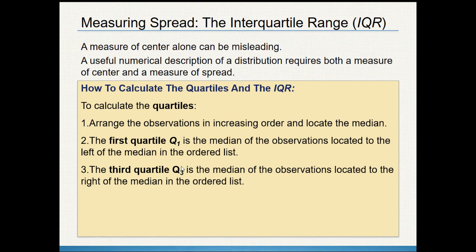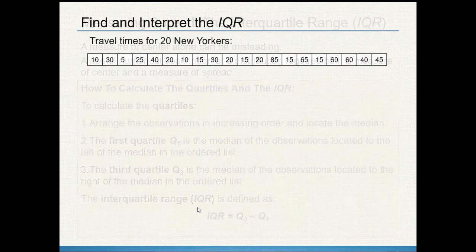Q2 is the overall median. That's why that one's kind of missing there, if you're wondering why we go from Q1 to Q3. The second quartile is the median. And the IQR is Q3 minus Q1, whatever that quantity is. So you take the third quartile minus the first quartile, and that gives you the interquartile range.